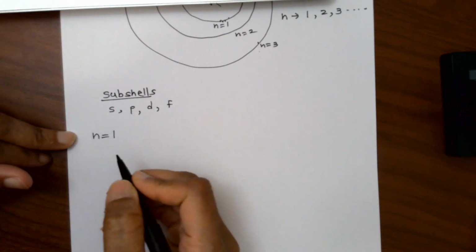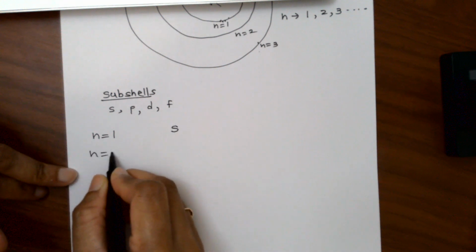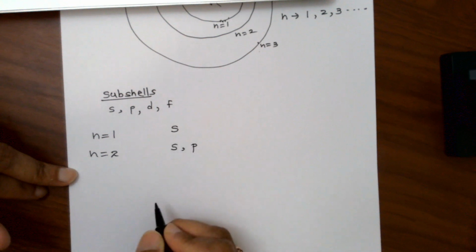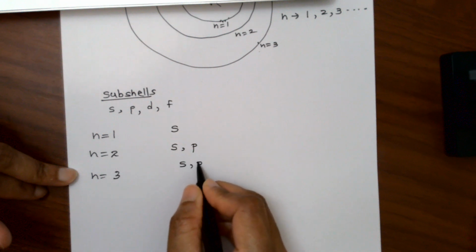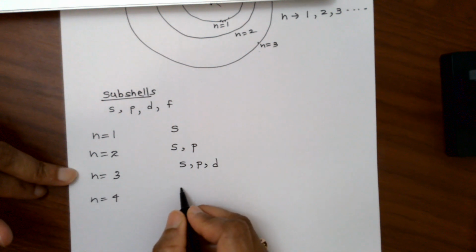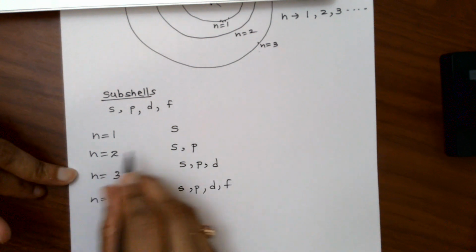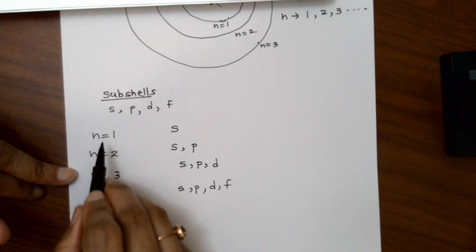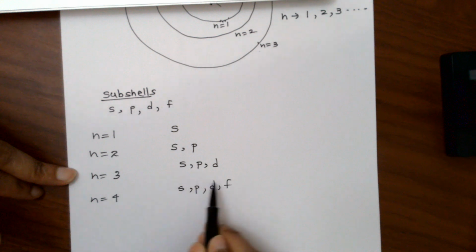For example, n equals 1 contains 1 subshell, that is only s. n equals 2 contains 2 subshells, the s subshell and the p subshell. n equals 3 contains 3 subshells: s, p, and d. n equals 4 contains 4 types of subshells: s, p, d, f. The number of subshells in each shell is equal to the n value.